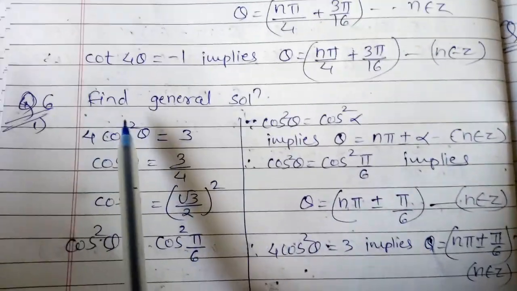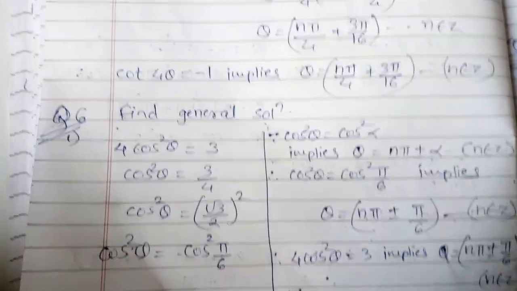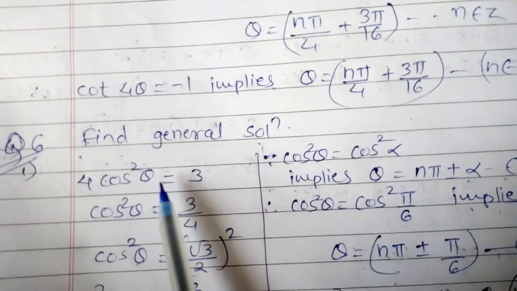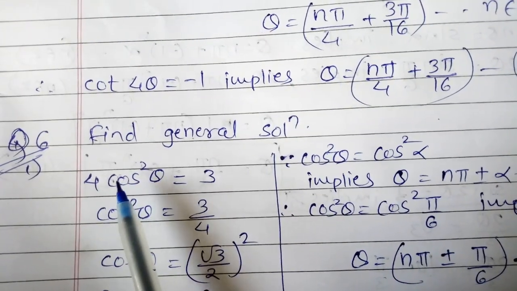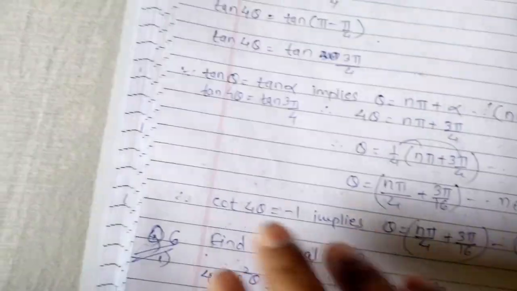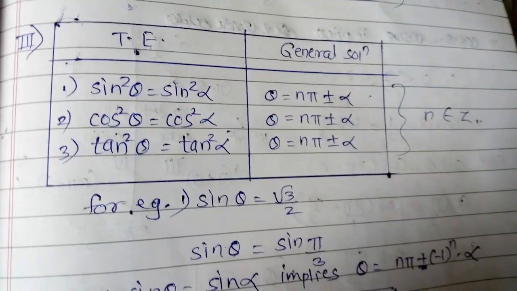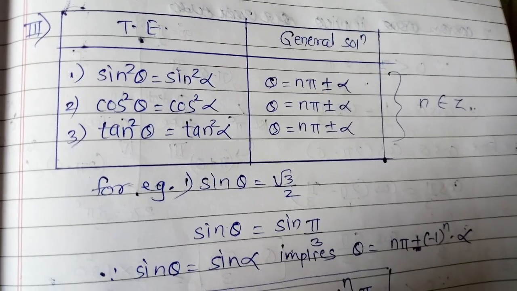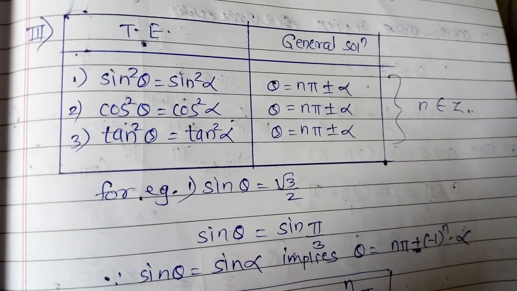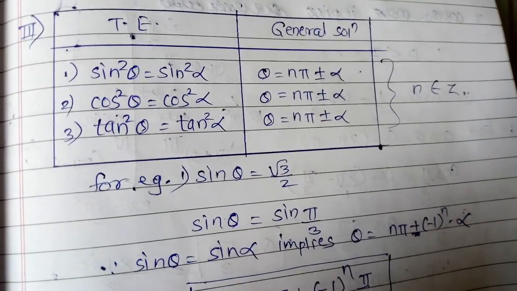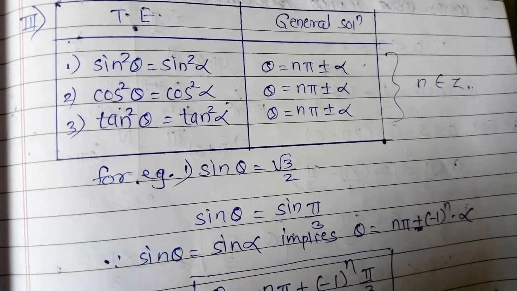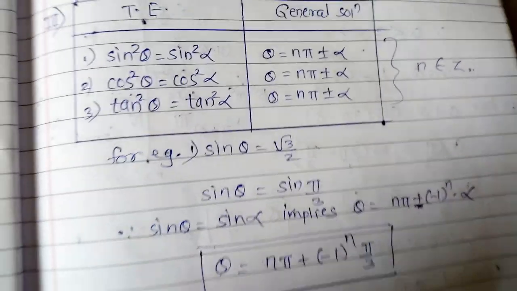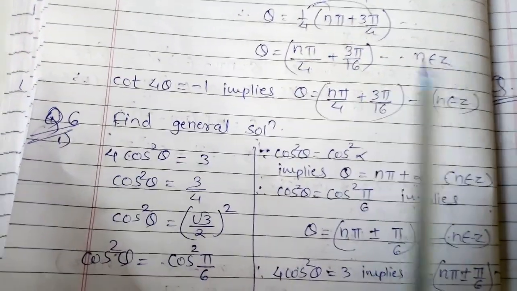Now see the question number 6. So what is the difference between question number 5 and 6? So see, first time we see here the square ratios. So here we have to use the third table. Third table means what? Like this one. So you learn this. That is sin square theta is equal to sin square alpha. Cos square theta is equal to cos square alpha. Tan square theta is equal to tan square alpha. And the general solution for all these is theta is equal to n pi plus minus alpha. For all, the answer is same. General solution is same. Now see how we can convert this.